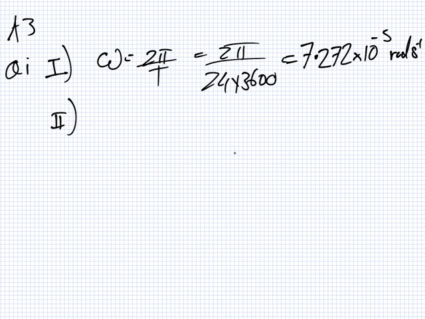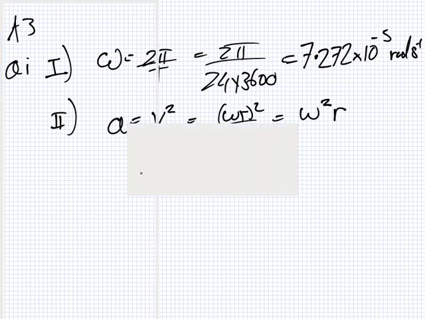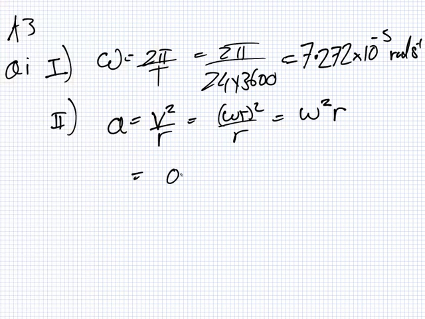What is the centripetal acceleration? V squared over r, but V is omega r. So that's omega squared r. That's my previous answer, squared, times 6,400,000. And that is 0.03384 meters per second squared.